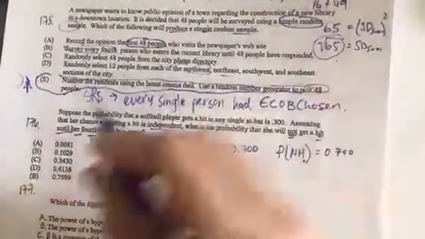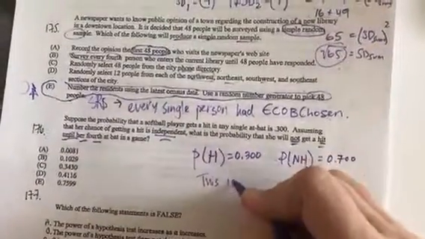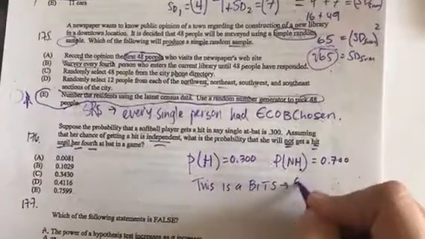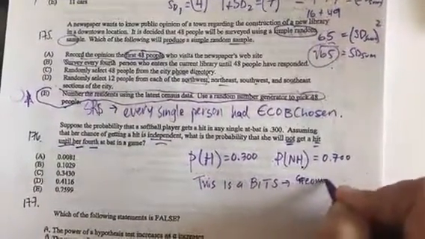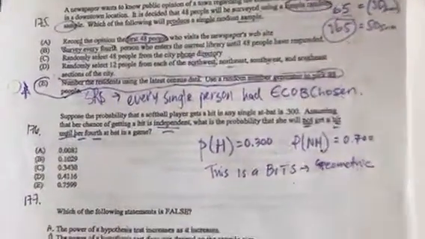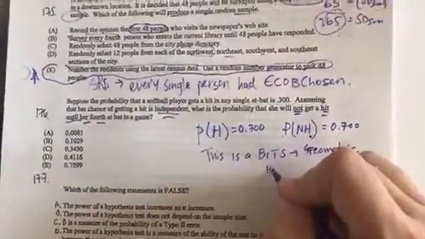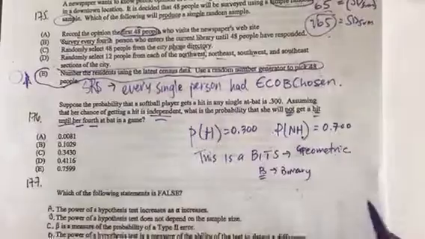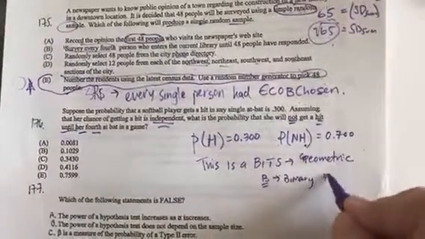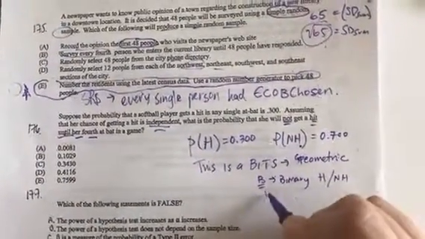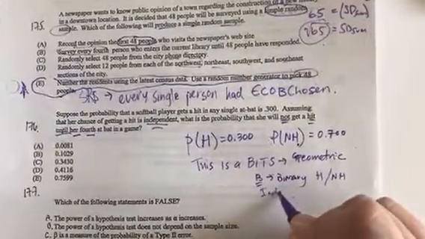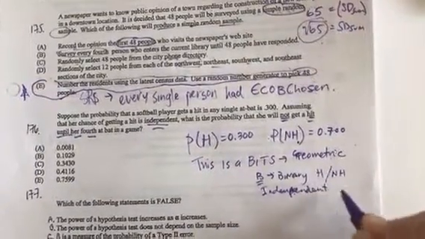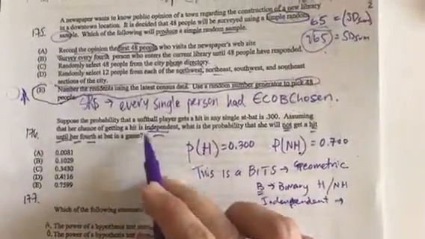The minute I heard that word until, this is a BITS problem. That's a geometric. Now let's just take a moment to review these ideas. Is it binary? You betcha. Two outcomes, either a hit or not a hit. Is it independent? Yep. They said it was independent here in the problem.